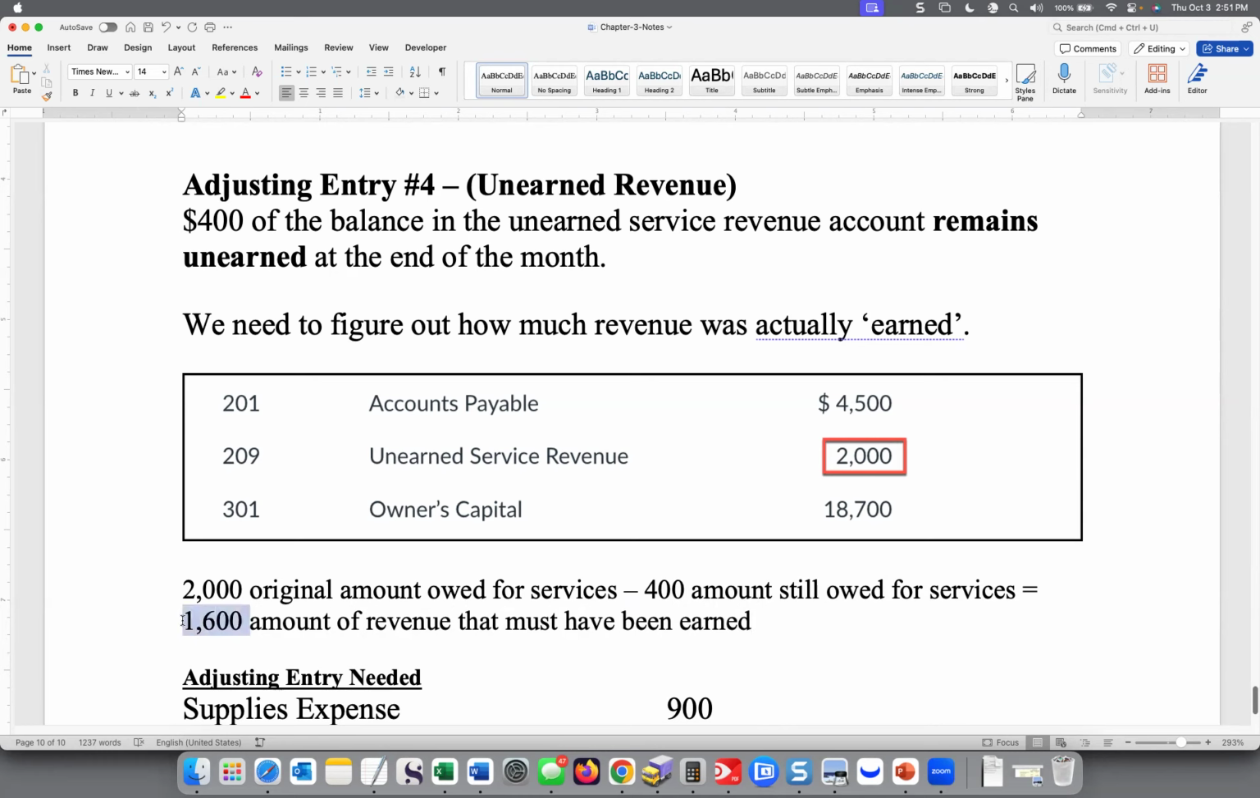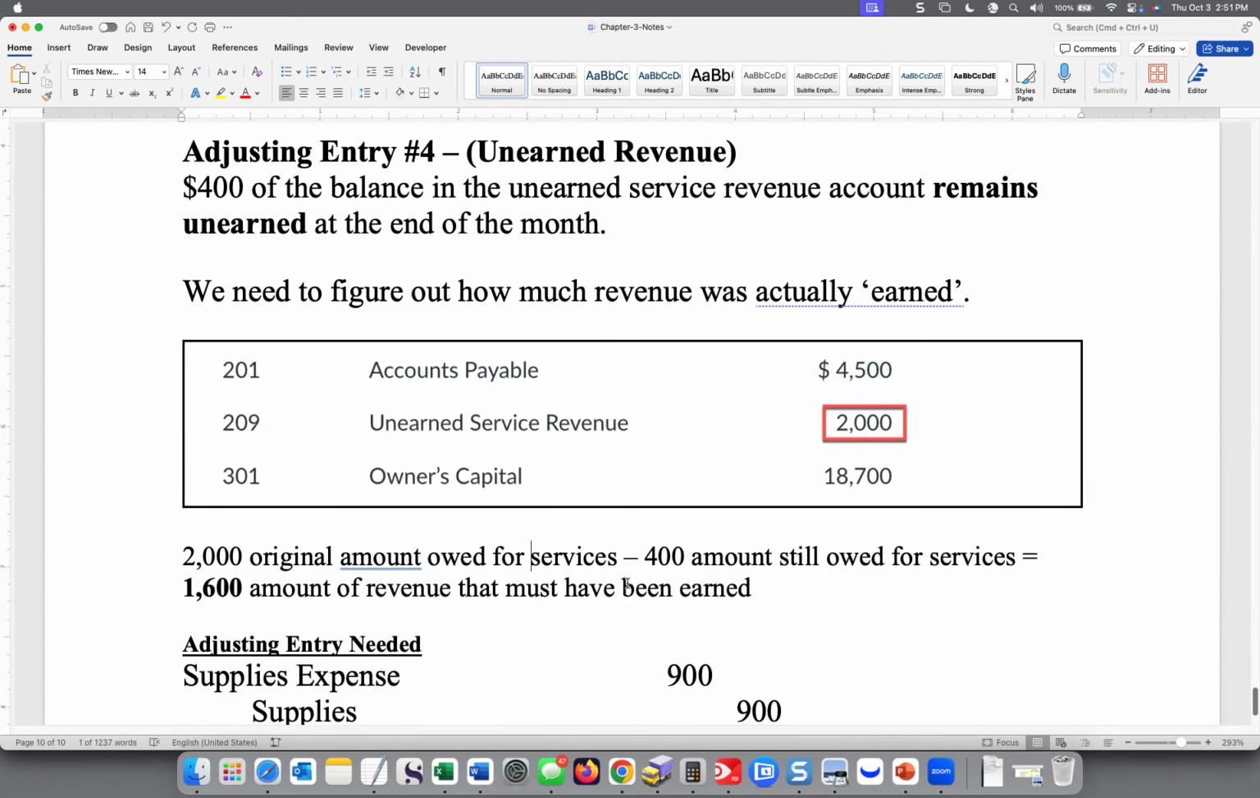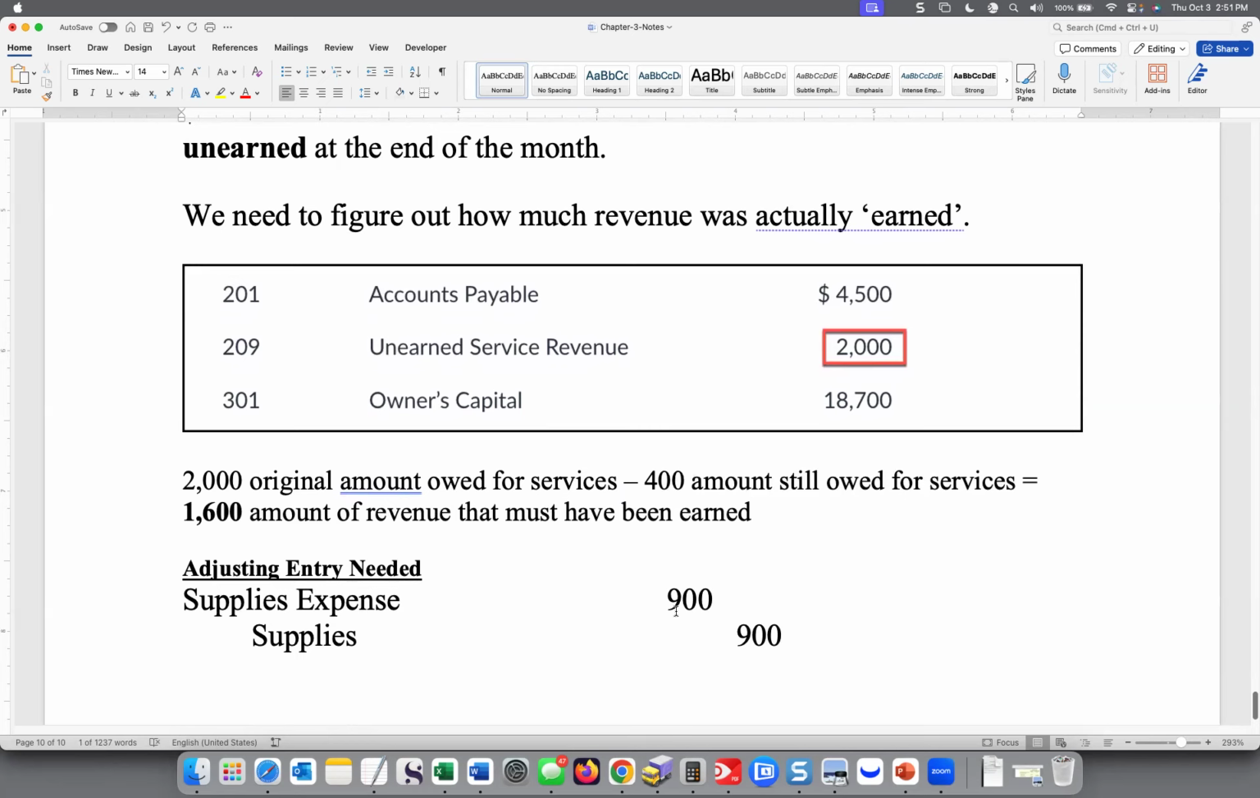Okay. So what they did, similar to the one scenario with the supplies, they gave you what you originally had for a balance. Then they told you how much was left. And then you had to kind of back into it. You had to say, all right, originally we owed $2,000 worth of services, and $400 at the end of the cycle is still owed. So the difference must be what we have earned, the work that we must have done. Okay. So once again, kind of showing where the ledger account is and its balance. And then that's going to be our number. Yes, sir.